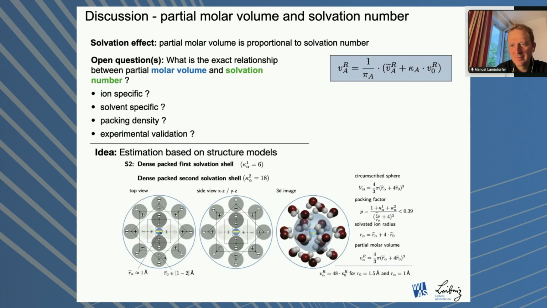But nevertheless, from structure models, you can again get something which you might call a packing density. For instance, for the structure model down here, you will find that a solvation number of in total 24, so 6 in the first shell and 18 in the second shell, would lead to a partial molar volume which is 48 times that of the bare solvent. So here again, you can see that it's not a one-to-one map between molar volume and solvation shell, but they do have something to do with each other.